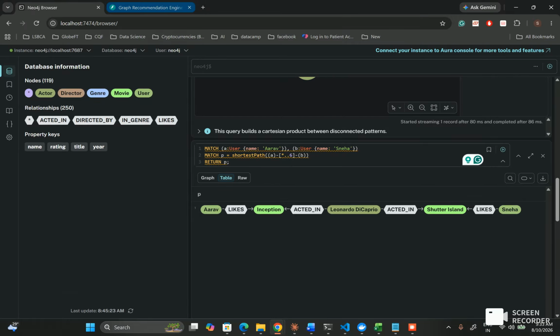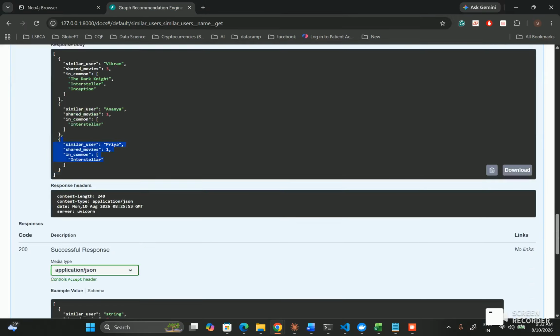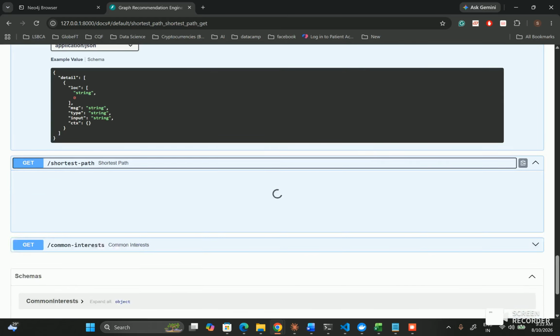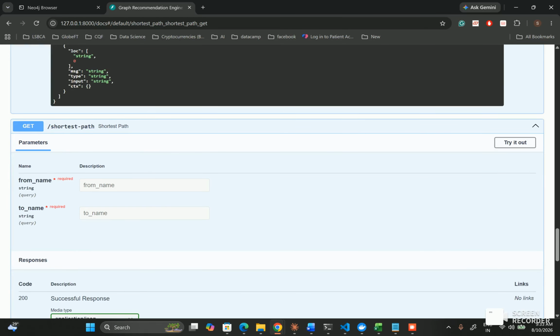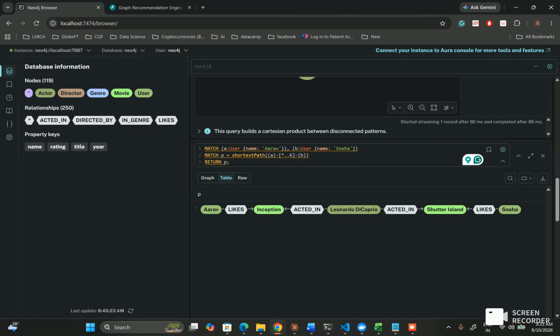Again, if I want to show you an API, and if I come over here, shortest path, try it out, I'll type, because over here, let me check.